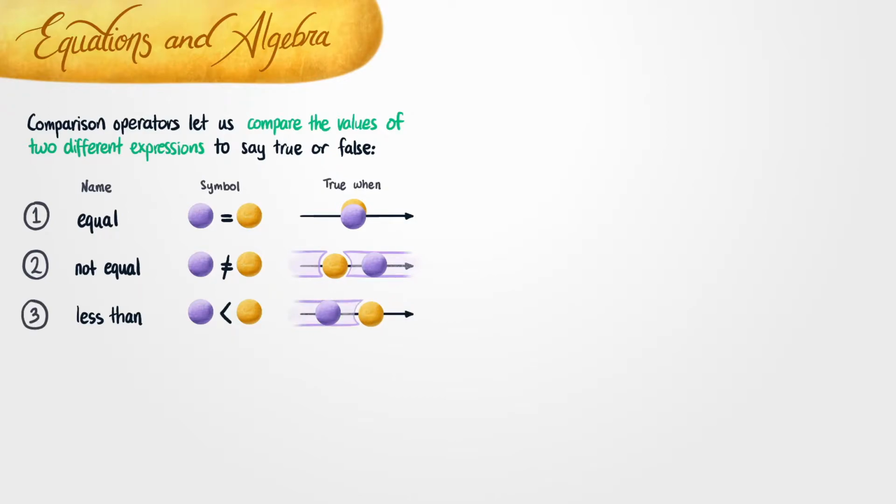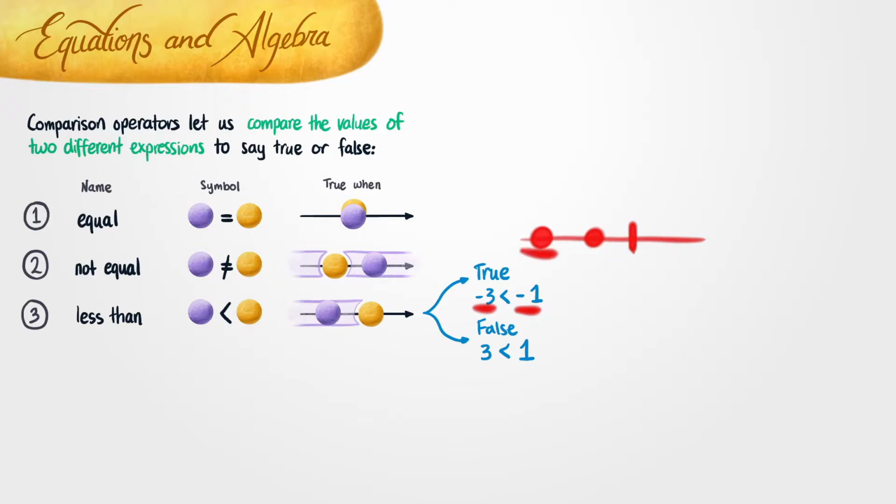Now the next comparison operator to talk about is the less than operator, and it's basically going to be true anytime the left-hand side is actually to the left of the right-hand side on the number line. So to give examples of these, we can see that negative 3 is in fact smaller than negative 1. Or in other words, if you drew them on a number line, here's 0, here's minus 1, and here's negative 3. Because negative 3 is to the left of minus 1, this is true.